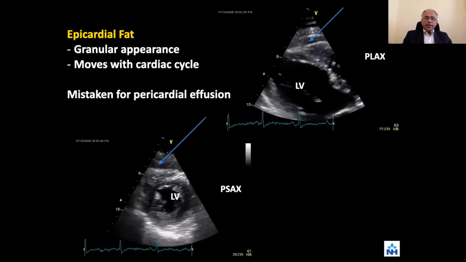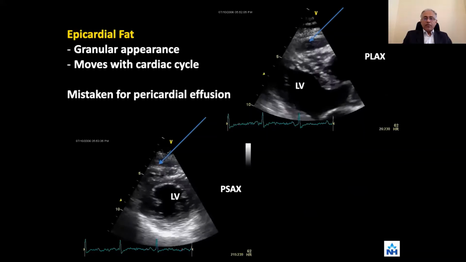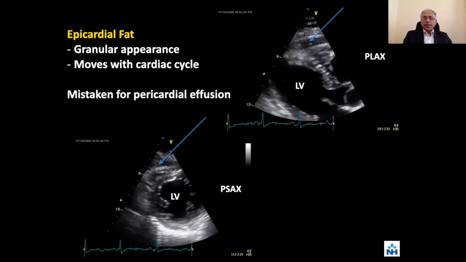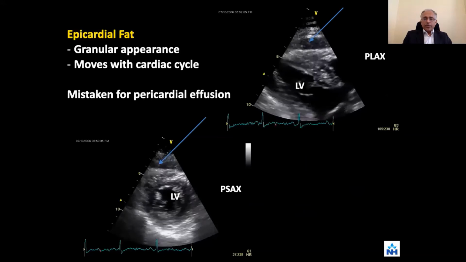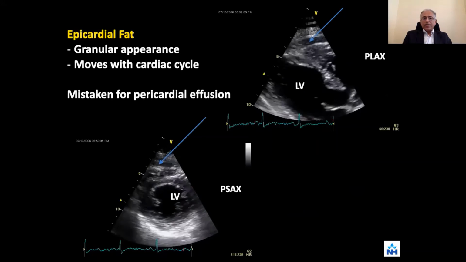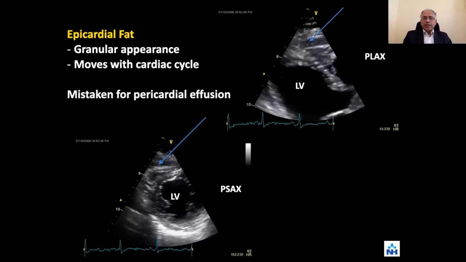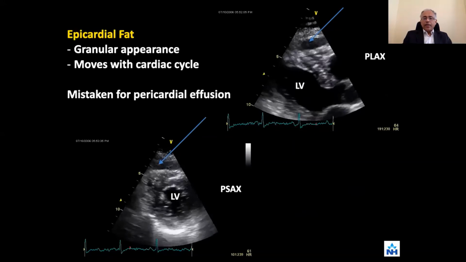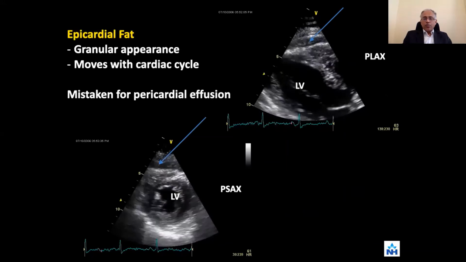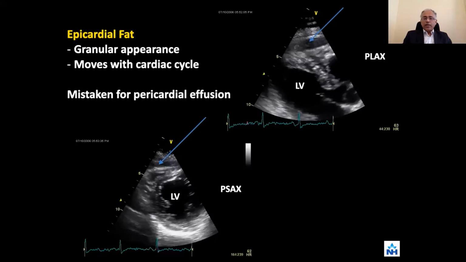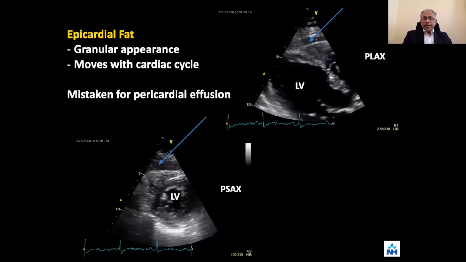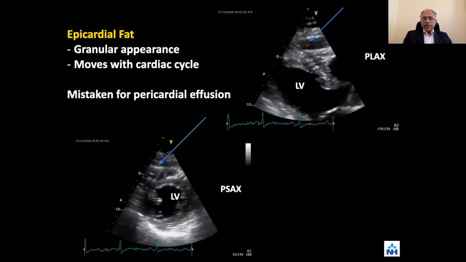This particular one is epicardial fat, and epicardial fat is commonly confused with pericardial effusion. What separates them is that you have to increase the gain a little bit and look for any granularity. The moment you see a little bit of granularity, and you can see that it moves with the cardiac cycle, then it is likely to be epicardial fat.